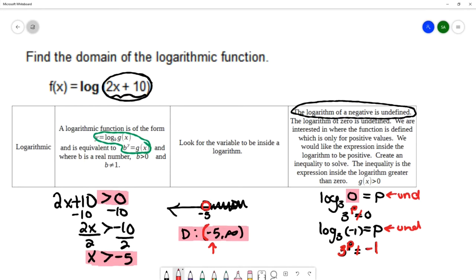Okay, so I kind of strayed for a minute from the details of the problem. Just to make it focused, whenever you're trying to find the domain of a logarithm, you're going to take the expression inside the logarithm and create an inequality. That inequality is the expression inside the logarithm greater than 0. Then you solve that inequality. And then from that inequality, you can graph the number line and also write the interval notation for that domain. And we got -5 to infinity.